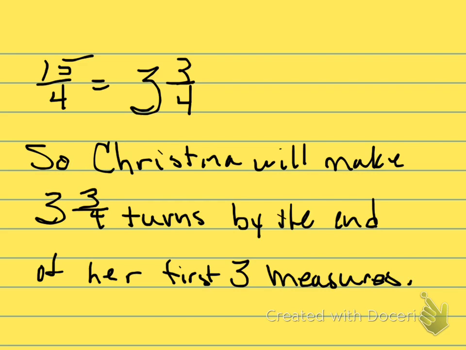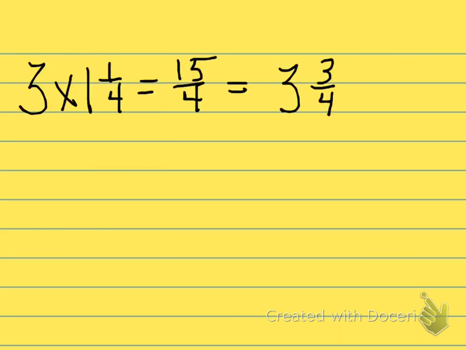Let's go back and look at that as a number sentence. We started off with 3 times 1 1/4. We converted our 1 1/4 to 5/4. We multiplied that times 3 to get our 15/4, which is an improper fraction. Then we took a look at the unit fractions, 15 fourths, and we converted that back to a mixed number of 3 3/4. So 3 times 1 1/4 equals 15/4, which equals 3 3/4.